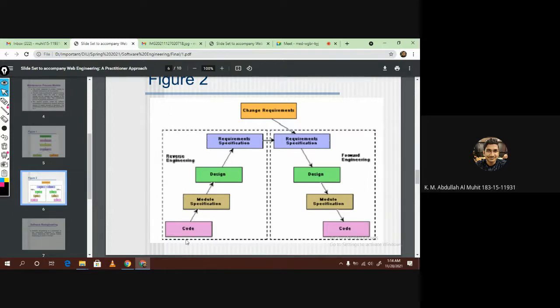So in reverse engineering, first there will be code, then we'll get the module specification, then the design, then the requirement specification. And in forward engineering, first there is the requirement specification, and then we'll design it, and after that the module specification, and finally it will be the coding part.